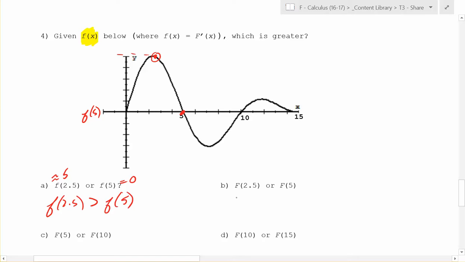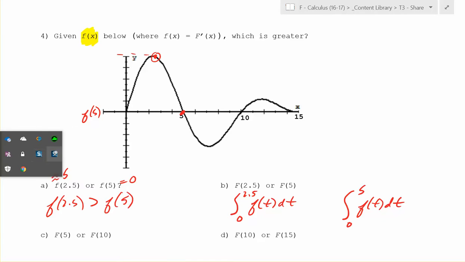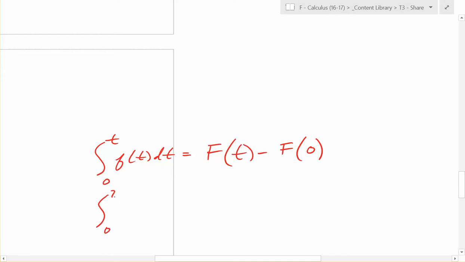I'll ask you this question. The integral from 0 to 2.5 of lowercase f of t dt compared to the integral from 0 to 5 of lowercase f of t dt. Let's say I changed it to that. What do we know? We know that the integral from 0 to 2.5 of f of t dt equals capital F of 2.5 minus capital F of 0. You with me so far?